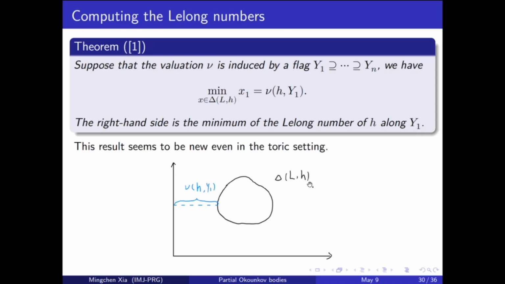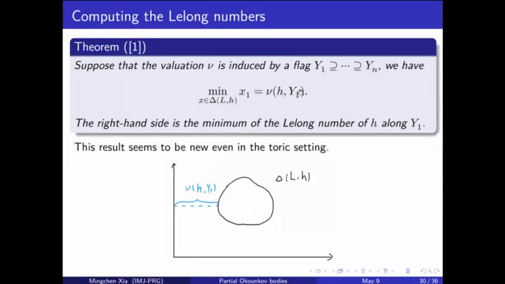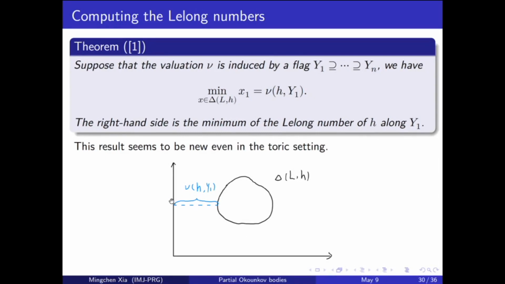The minimum of x1 along our convex body, x1 means the first component of x. So it's like the x in the picture is the distance of the dotted line. That one is equal to the generic Lelong number of our singular metric h along Y1. That means the minimum of the Lelong number of h along Y1 is an intrinsic characterization of the singularity of h along Y1. So in terms of the picture, it seems very clear already. The length of the blue line is the generic Lelong number.